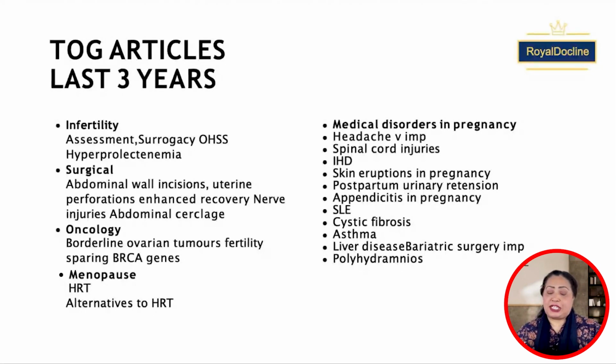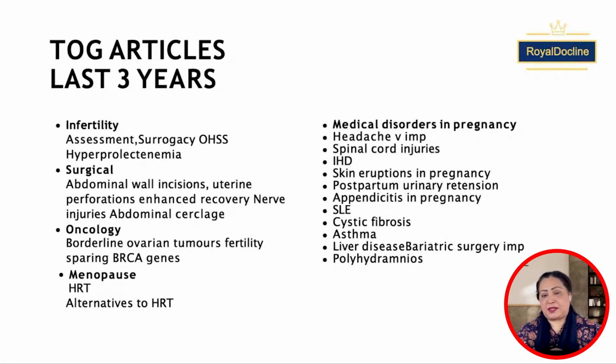In the menopause, HRT, which is hormone replacement therapy, alternatives to the HRT, and the medical disorders in the pregnancy, headache, very important, very nicely written TOG article. Spinal cord injuries are very important, ischemic heart disease in the pregnancy, skin eruptions in the pregnancy, which are the skin disorders and how they are being managed. Postpartum urinary retention is important.